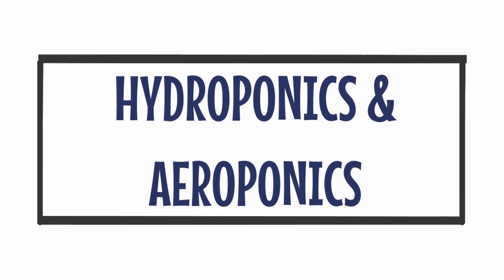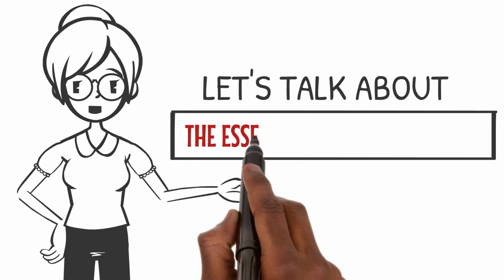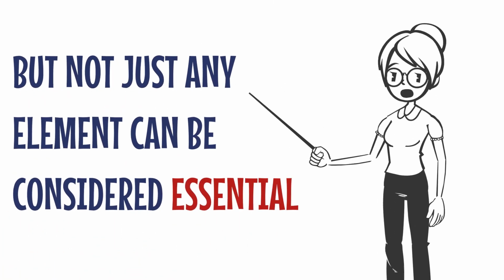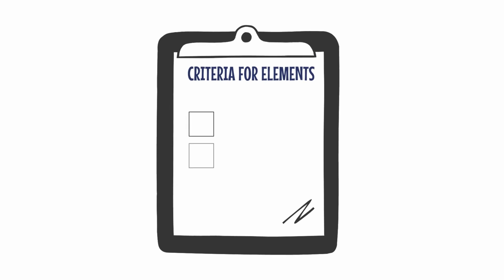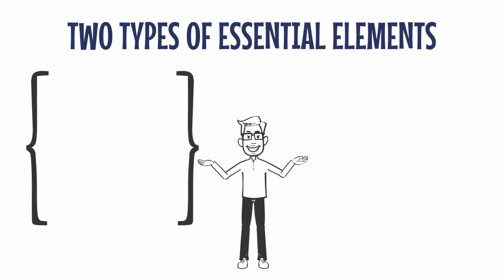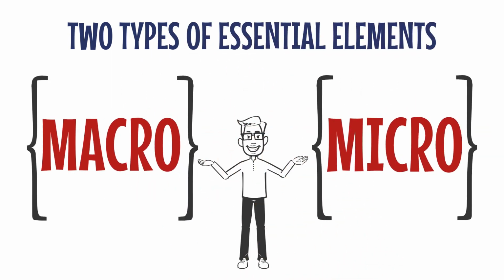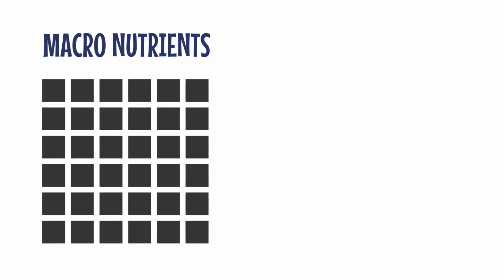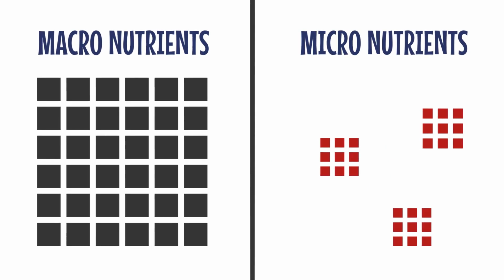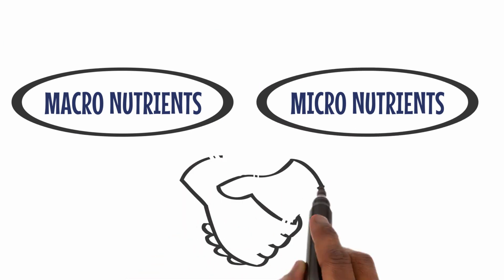and aeroponics. Now, let's talk about the essential mineral elements. These elements are like superhero nutrients for plants. But not just any element can be considered essential. There are some criteria we use to determine their importance. We have two types of essential elements, macro and micronutrients. Macronutrients are the big players, required in large amounts, while micronutrients are the little heroes, needed in smaller quantities. They all work together to keep our plants healthy and happy.